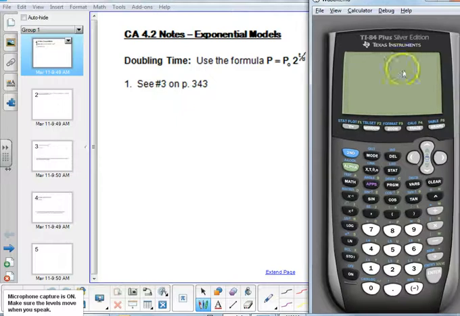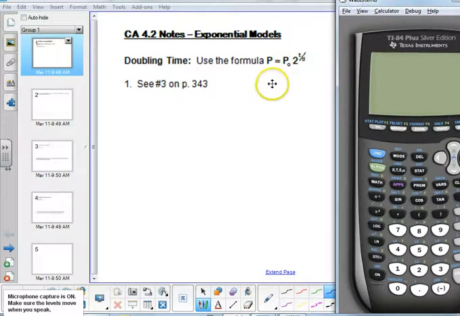If I can get my cursor to work. There we go. The first model that we use a lot, especially in biology, is doubling time. So the population of bacteria or whatever you're talking about is equal to the initial population times 2, and then the exponent is t divided by d. T represents the time allowed for the population to grow, and d represents the amount of time it would require that particular sample to double. So depending on what type of bacteria it is or whatever we're talking about, that d is probably going to be given to you, but it's going to be different for different samples.